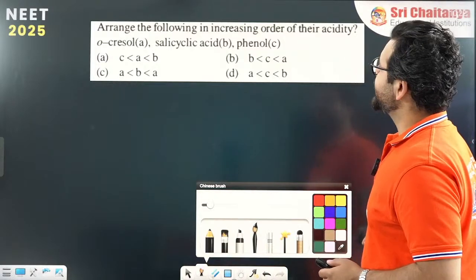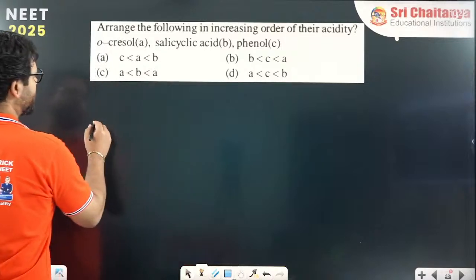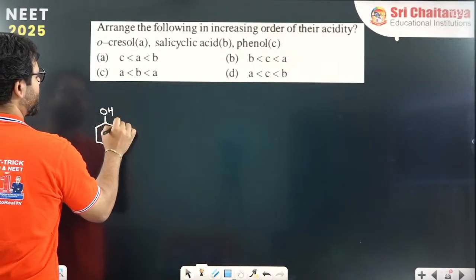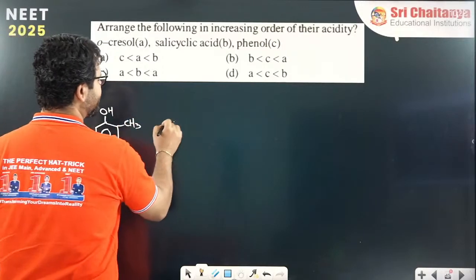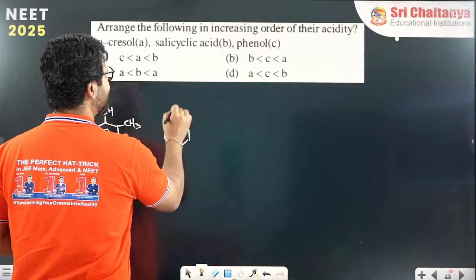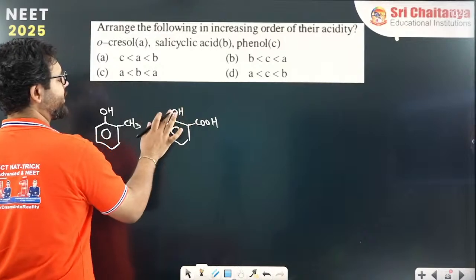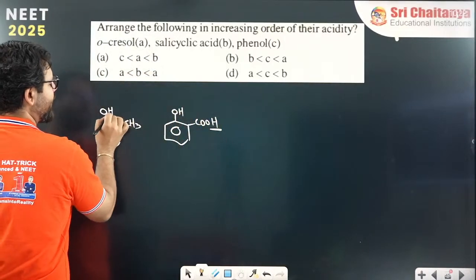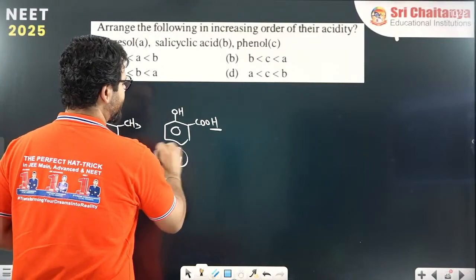The question is, arrange the following in increasing order of their acidic strength. So orthocresol means a phenol with a methyl group on the second position. Salicylic acid. Salicylic acid is anyways a better, as the name itself is acid. It's a carboxylic acid. So don't even check phenolic group. This is a much better acid because it's a carboxylic acid as compared to a phenol. This is the best, without a doubt. It will be much better.